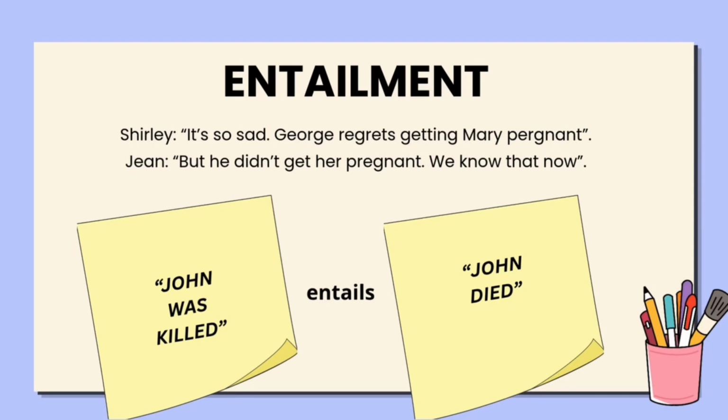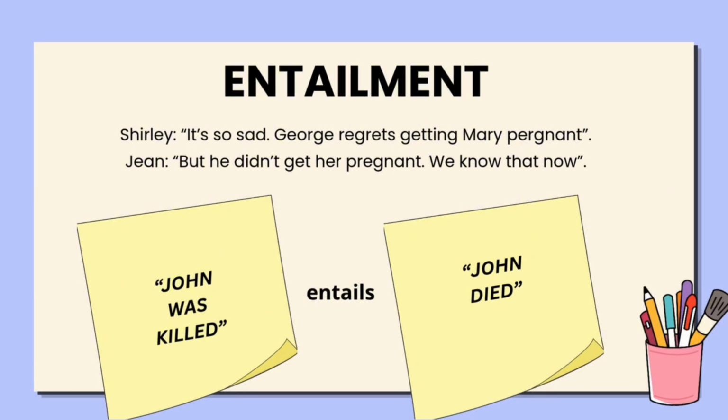John was killed means John died. Now, let's look at the conversation above. Shirley says, "George regrets getting Mary pregnant." Jean replies, "But he didn't get her pregnant." This sounds strange because the verb regret already implies that the action actually happened.